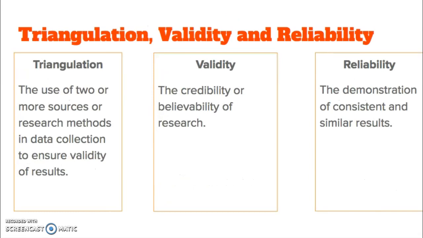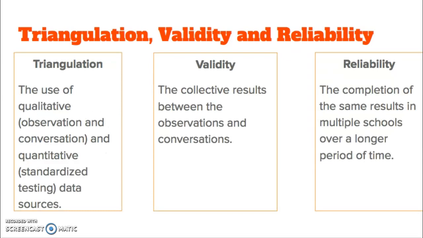Triangulation, validity, and reliability ensure the results of action research are accountable. Triangulation refers to the use of two or more sources or research methods to collect data and ensure validity. Validity means the credibility or believability of results, and reliability means the results of the action research demonstrate consistency over time. Qualitative and quantitative data will be used to ensure triangulation for this action research.